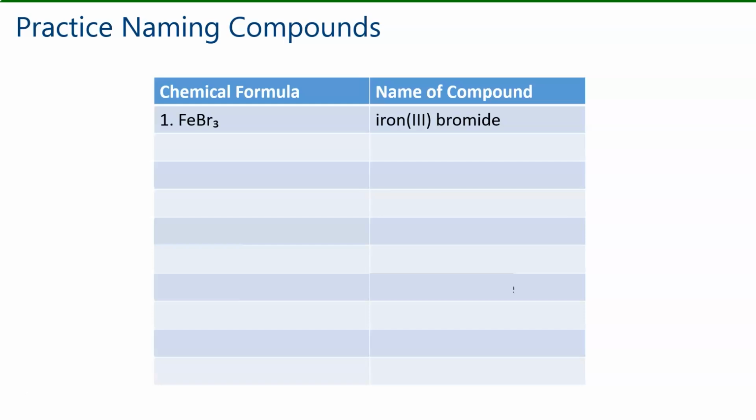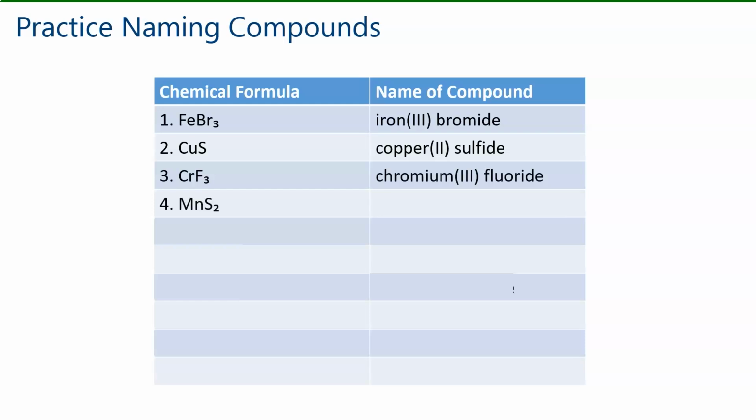Bromide ions have a charge of -1 and there's 3 of them. So together they have a charge of -3, and our iron with a +3 charge will balance that out and make a neutral compound. Our next formula is CuS, and that one is copper(II) sulfide. Third, we have CrF3. That one's chromium(III) fluoride. Next up, we have MnS2, which is manganese(IV) sulfide.